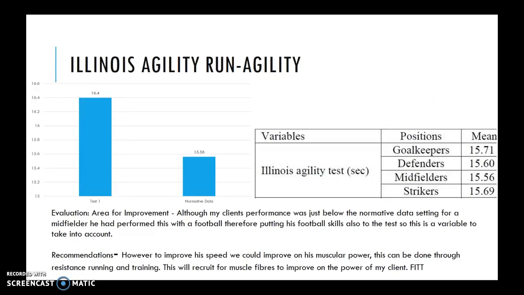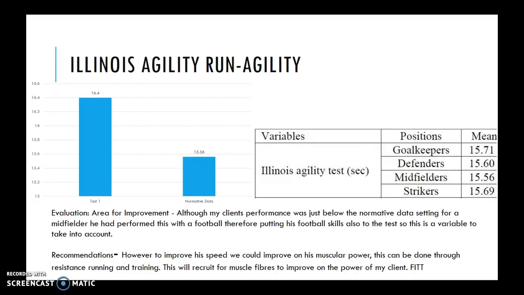We then move on to the agility. And we can see that there is an area for improvement, but my client did do this with football. Although my client's performance just below the normative data setting in the midfield, he performed it with football, therefore putting his football skills to the test also, which is a variable to take into account. And to improve this, his speed, we can improve on his muscular power.